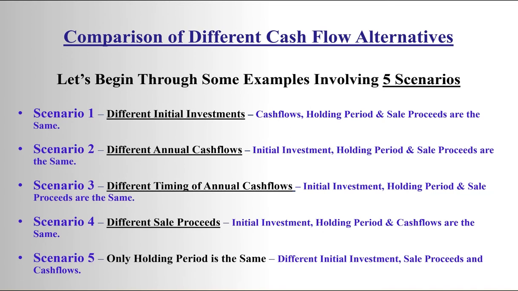For scenario 4, we have different sales proceeds, but the initial investment is the same, holding period is the same, and the cash flows are the same. And finally, for scenario 5, everything is different with the exception of the holding period. So we'd have different initial investment, different sales proceeds, and different cash flow, but they are kept for the same number of years. Analyzing these would give us a much better perspective of how cash flow works and the type of information it can provide us.